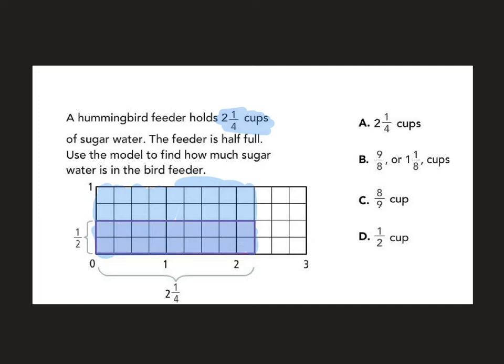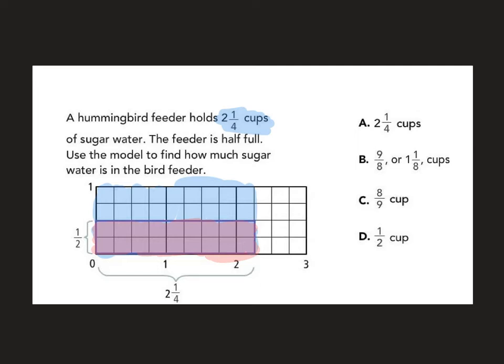Well, it says that the hummingbird feeder is only half full. So out of all this 2 1/4, you're going to highlight only half of it. 1 row, 2 rows. And I'm going to do that with a different color. Let's use, let's see, red. Make it stand out. So there's 1 row, 2 rows. I'm going to highlight 2 rows all the way across. So that is 1/2 times 2 1/4.